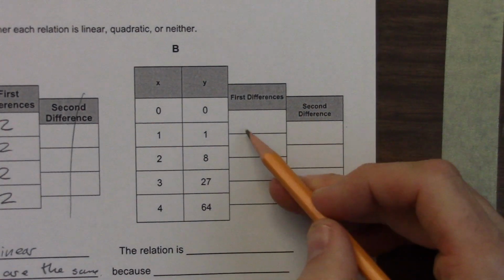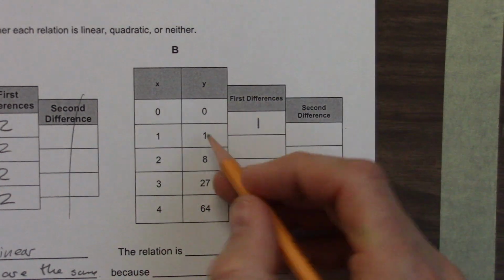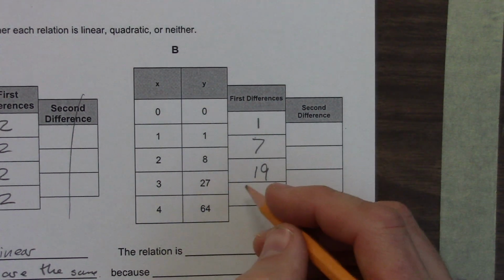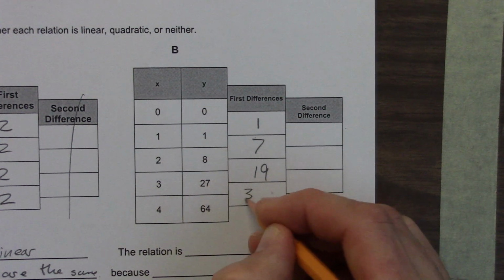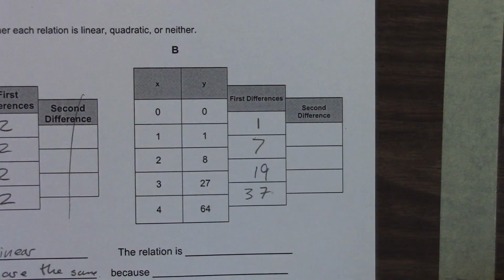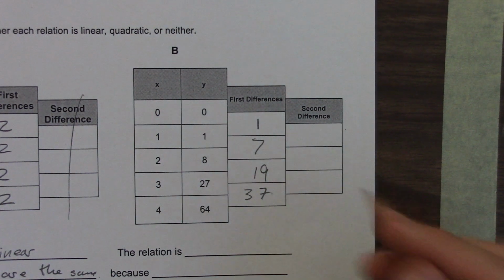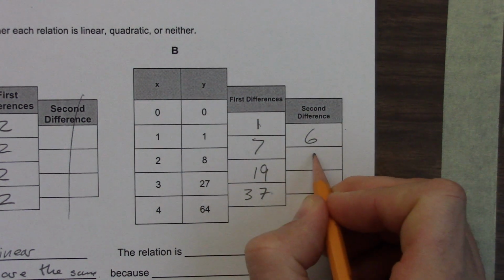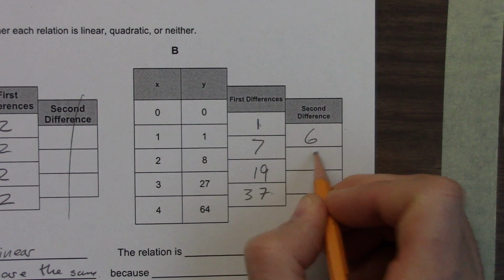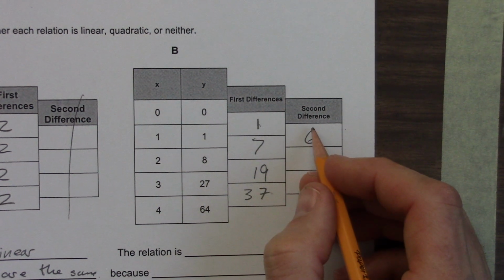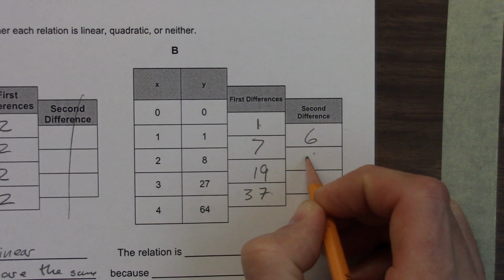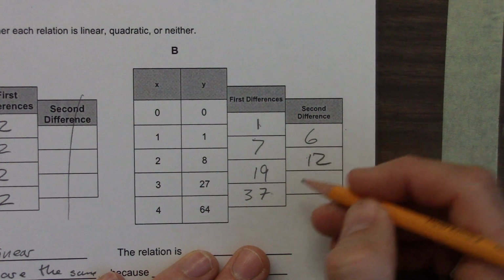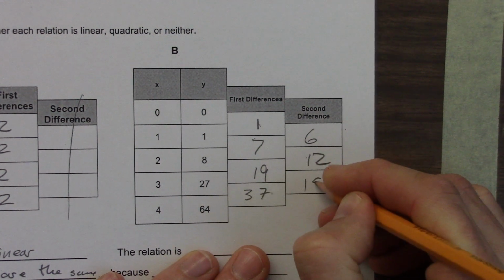Next one, B. First differences: 1 minus 0 is 1. 8 minus 1 is 7. 27 minus 8 is 19. 64 minus 27 is 37. Yep. Second differences: 7 minus 1 is 6. 19 minus 7 is 12. And then 37 minus 19 is 18. It's not going to be the same.